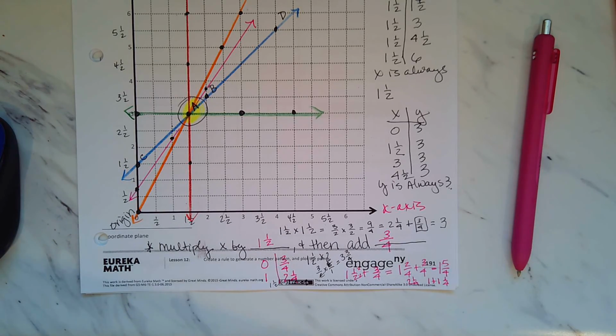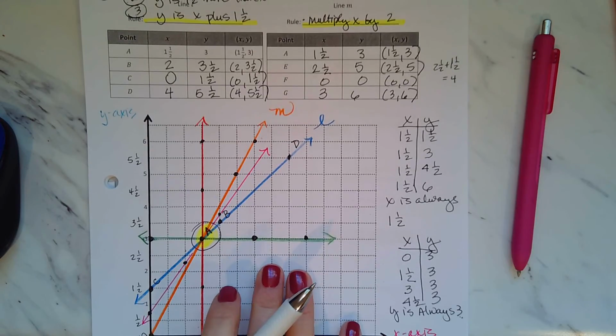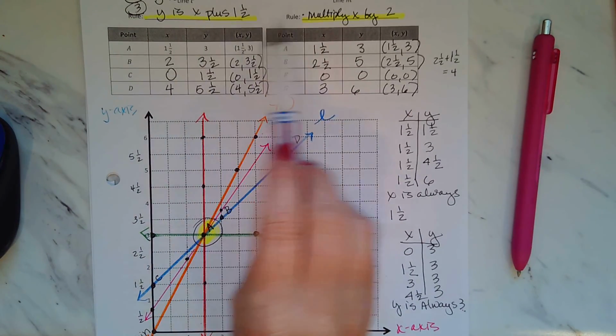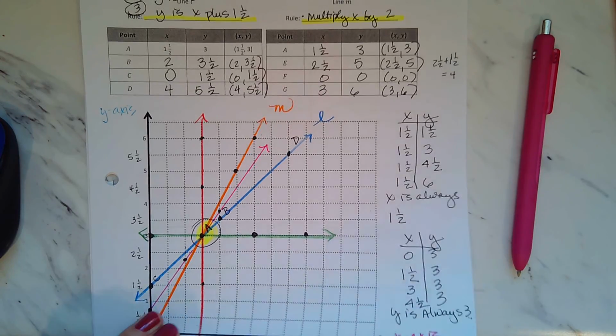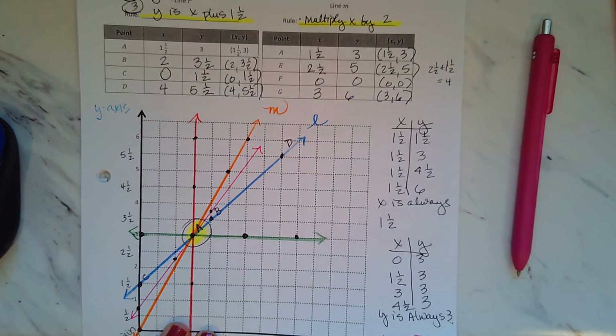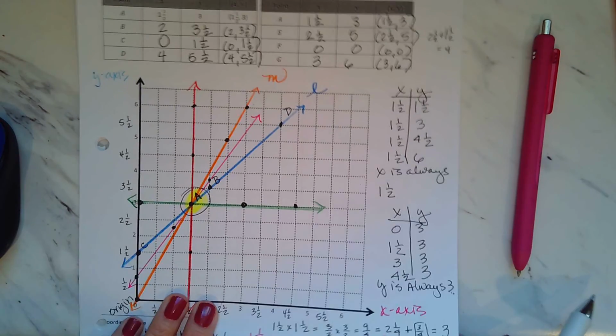So that is the end of our concept development. Our big idea was, can you generate a rule based on coordinate pairs? Now you absolutely need more than just one coordinate pair to know where that line's going, correct? All right, that is the end of concept development for Module 6, Lesson 12.